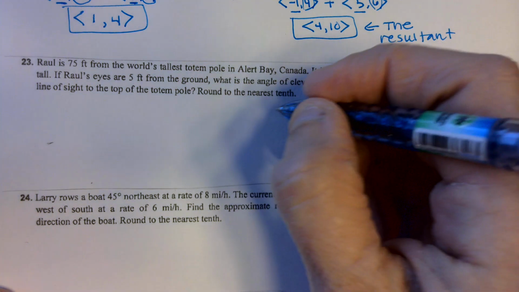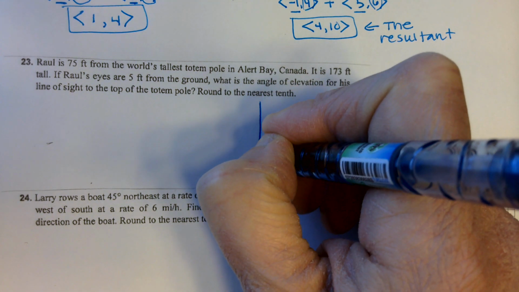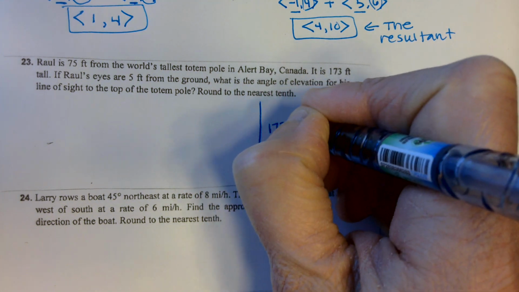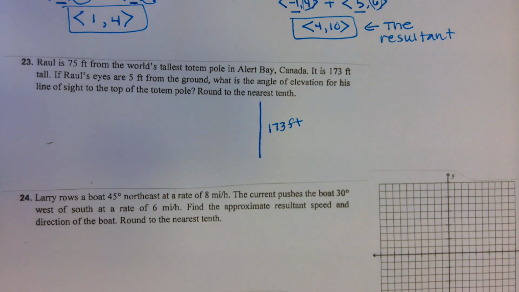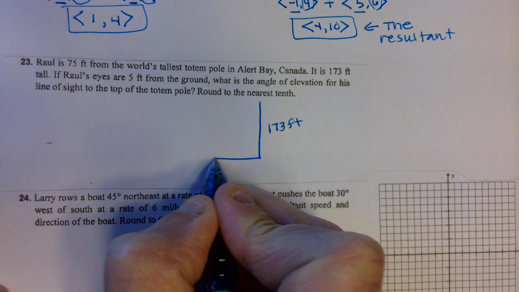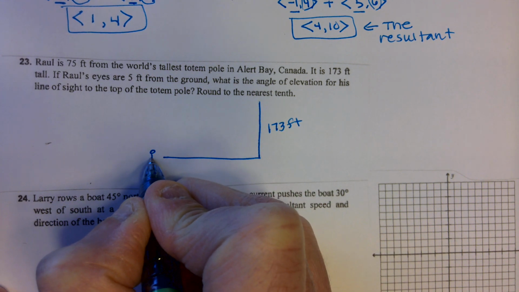Okay, so let's put a nice pole. 173 feet tall. And then let's see, where is he? Rawl is 75 feet from the pole. Okay. This little dude is there.